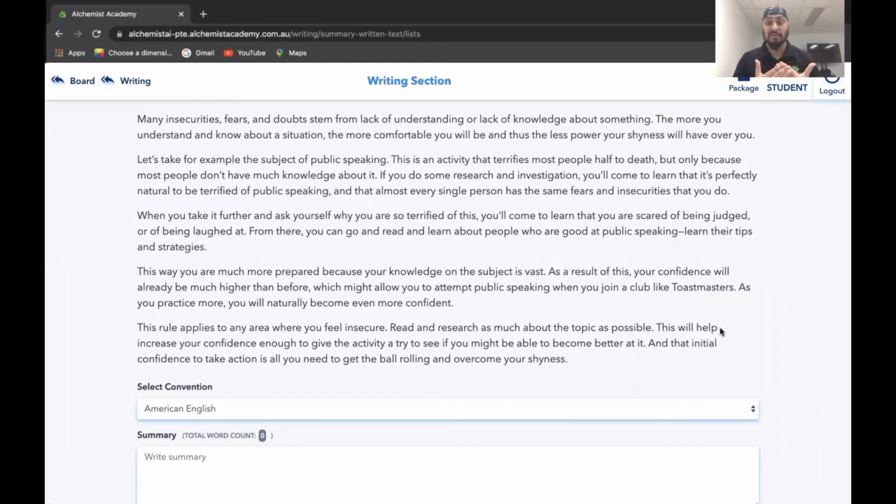Skimming and scanning simply means that when you're solving a summarized written text question, first thing first, don't read it. Just move through the passage and look for some of the most repeated words. That will help you to understand the main idea of this passage. Now let's look at this passage in front of us and let's try and understand what this passage is about. Now, if you look at this, let's skim and scan. So what we can see over here is this is about knowledge, understanding, situation, public speaking.